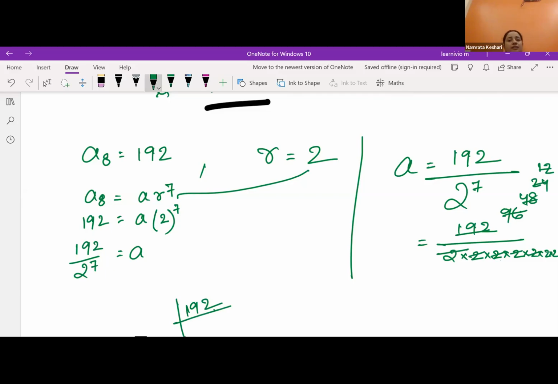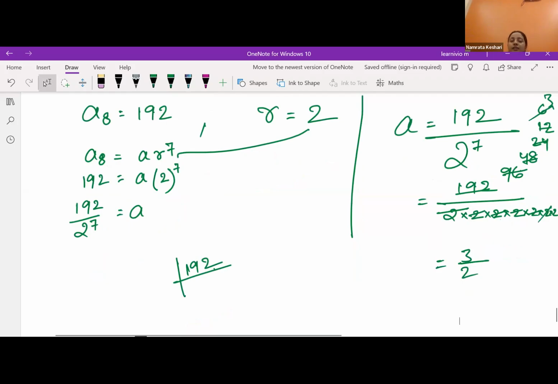Now you can just cancel out the denominator's power of 2 with the numerator's power of 2. Whatever is getting cancelled out. Getting it? Yes, ma'am. So we are getting just 3 by 2. Okay, we are getting just 3 by 2.